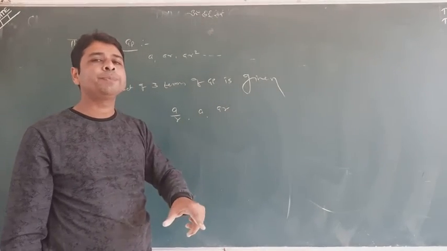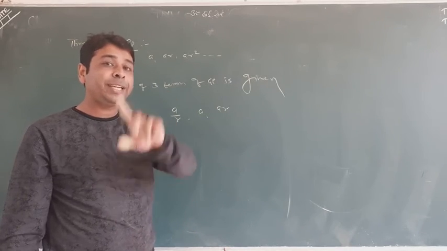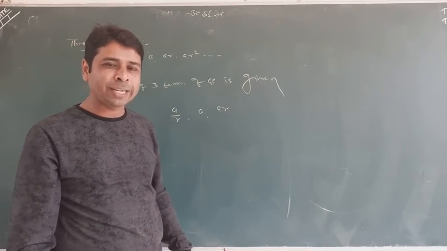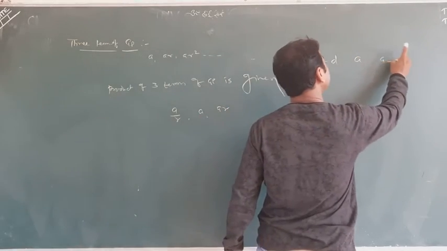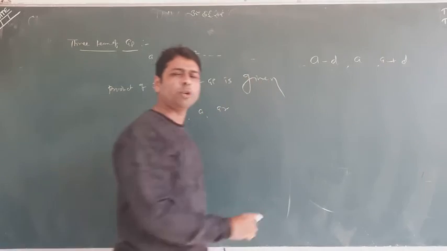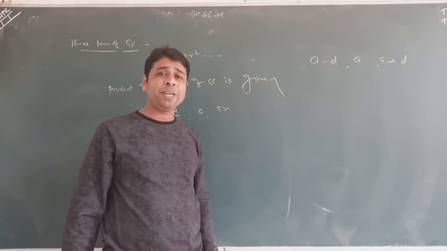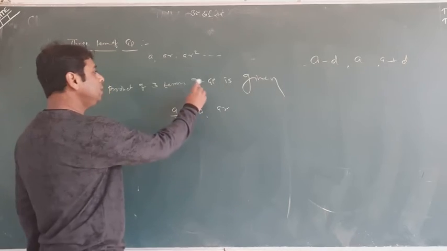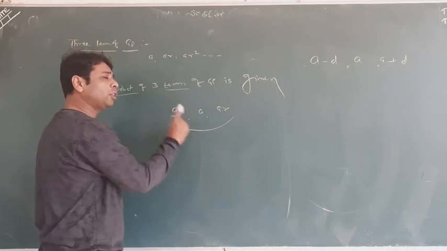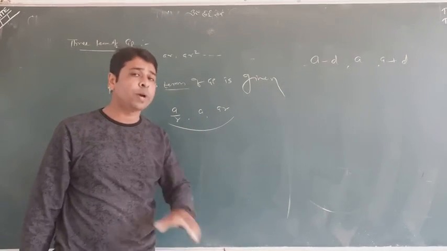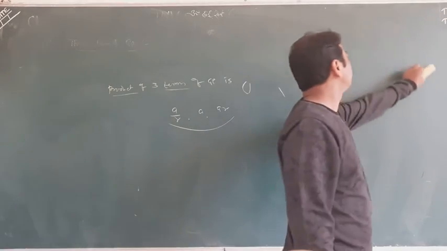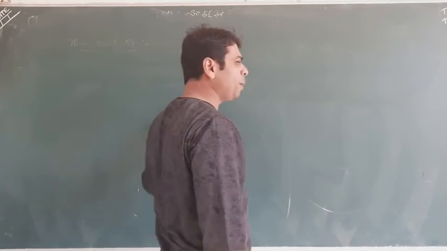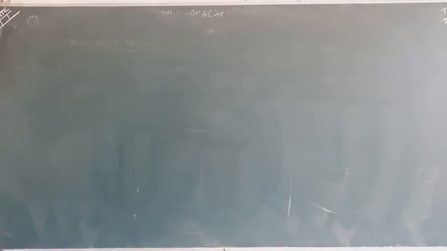Keep in mind, you remember that in AP last year, for three terms in AP, we used to take a minus d, a and a plus d. Hope you remember this. Same as in GP, whenever the product of the terms is given, we will take the terms a/r, a and ar. This is a very important thing, and our question is based on that. So remember, whenever the product of three terms is given, you take the three terms a/r, a and ar. Okay.